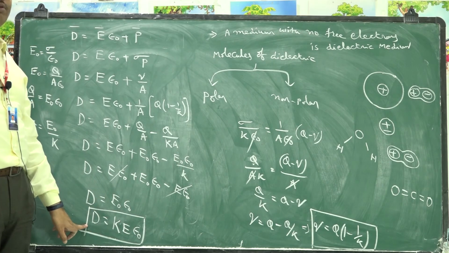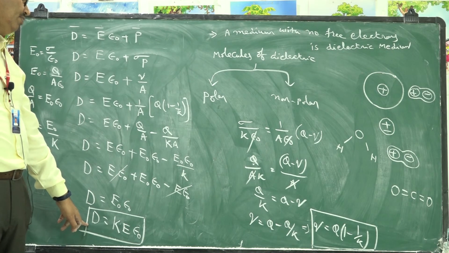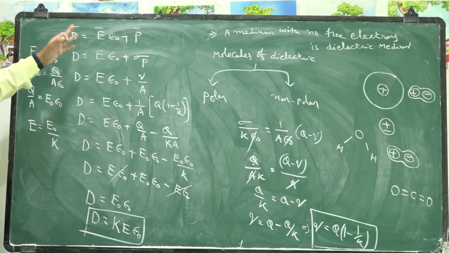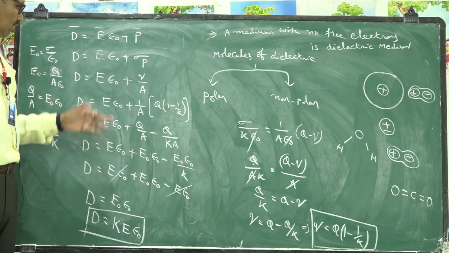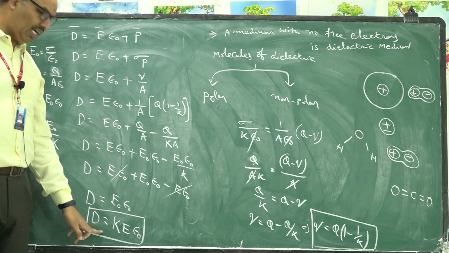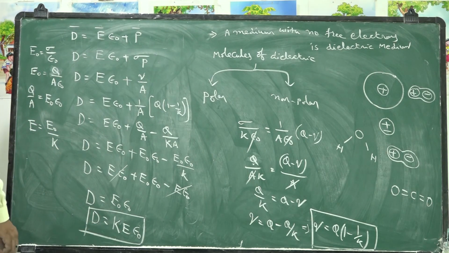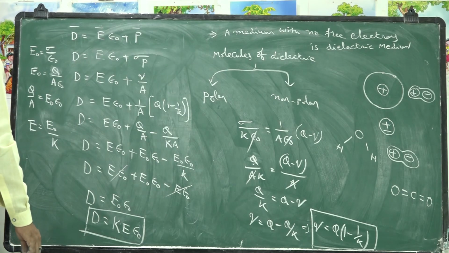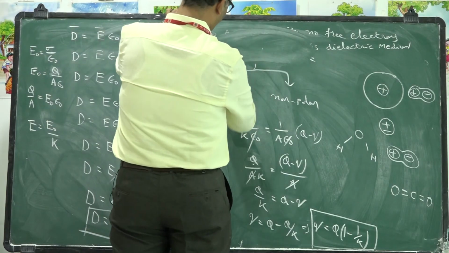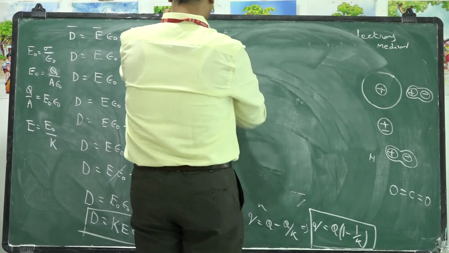This formula is useful for solving so many problems related to NEET and IIT JEE. Try to remember these formulae. The derivation part is not necessary, but to make you understand the concept and how the formula has come, I derived all these. But at least try to remember this formula: D is equal to epsilon naught KE. And one more relationship we can derive from this, very simple. One more relationship related to the dielectrics.